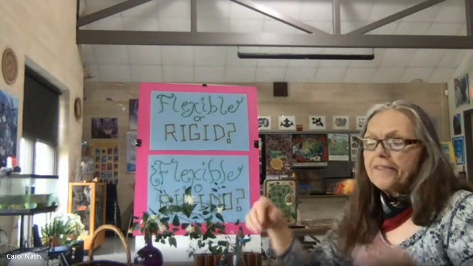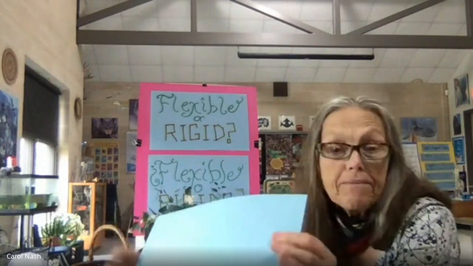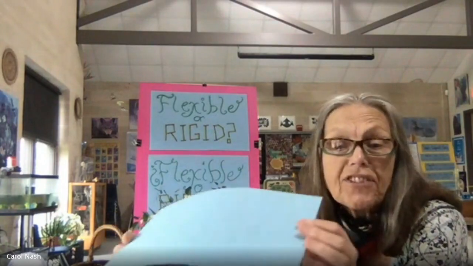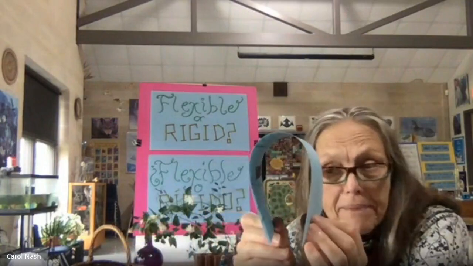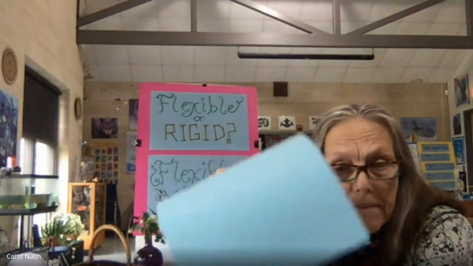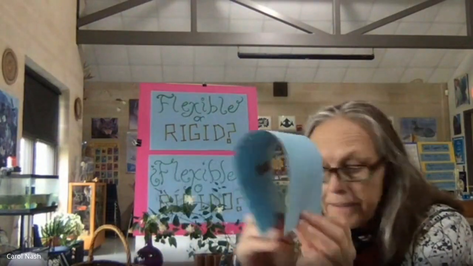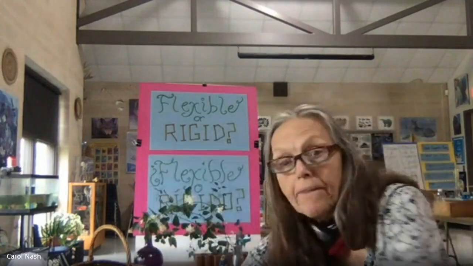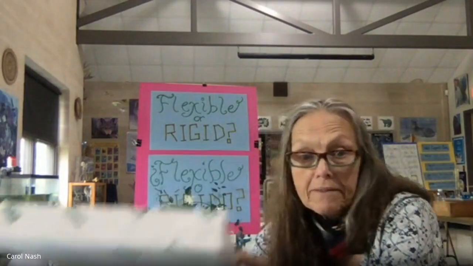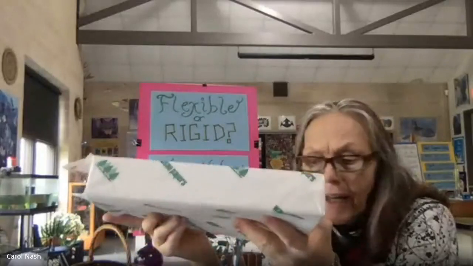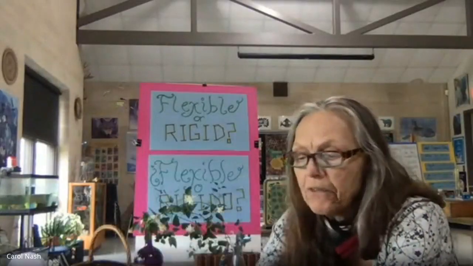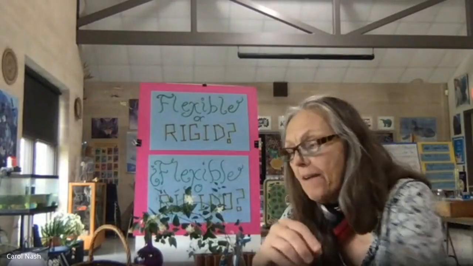So this one still works, even though it's bent like that. Sometimes the difference between flexible and inflexible is how much stuff we have. So this paper, one single sheet of paper, is very flexible. But if I have a whole package of paper, I can't bend that. It's rigid, inflexible now.